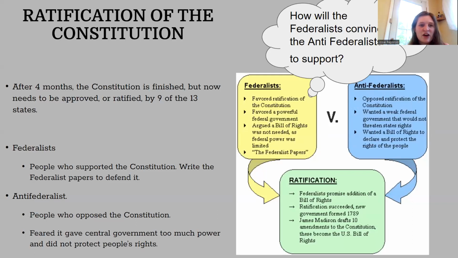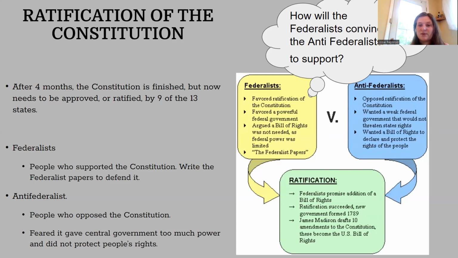Now, to ratify the Constitution, they need approval of 9 of the 13 states. The Federalists support the Constitution, and they write the Federalist Papers to defend it. The Anti-Federalists oppose the Constitution. They fear that it would give the central government too much power and not protect people's rights. So the Federalists are writing to defend the Constitution.